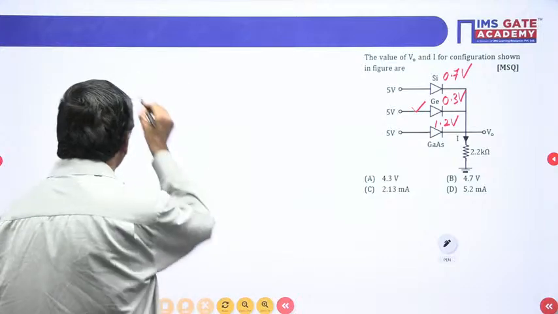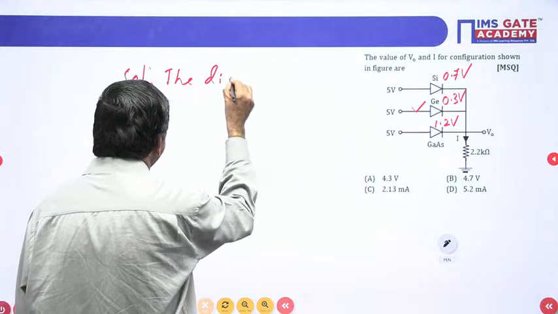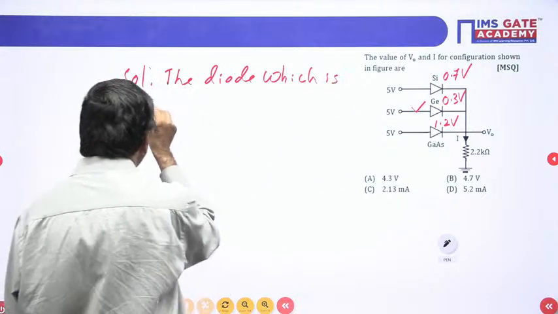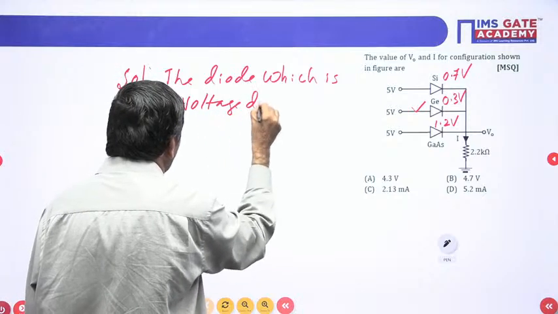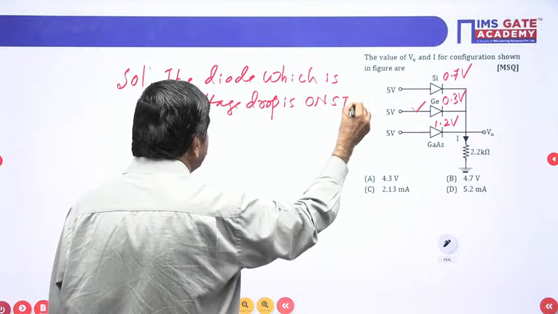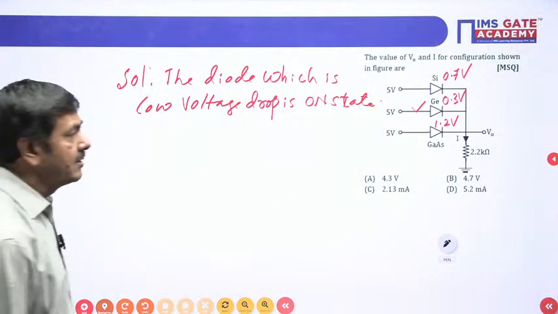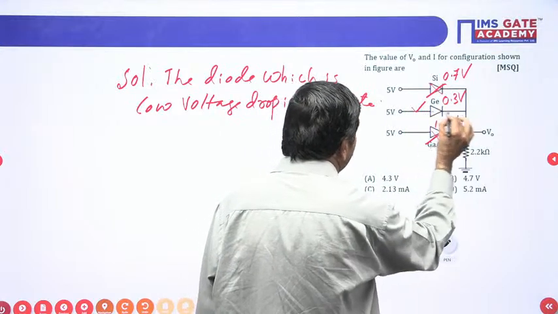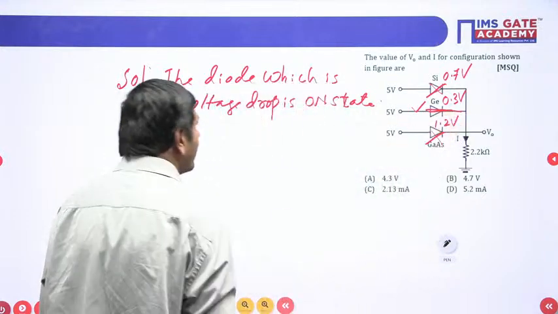The solution I can write here now: the diode which is with low voltage drop is in the on state only possible. The rest of the diodes will be in the off state only. So here this is off, this is off, this is on. On means the drop is 0.3 only. It is on with a drop of 0.3.